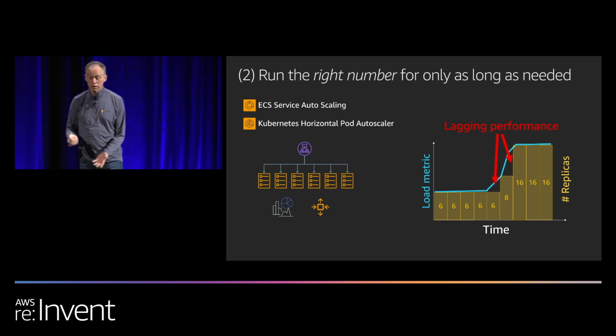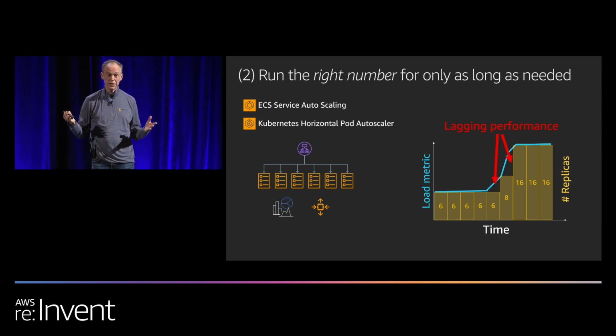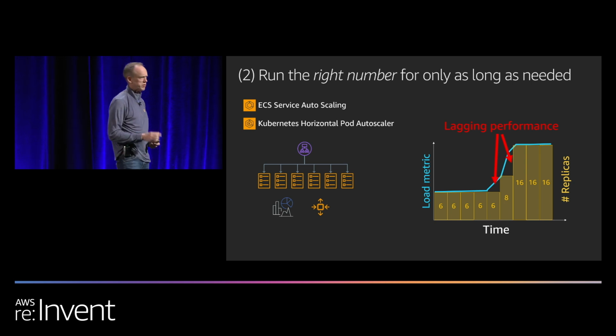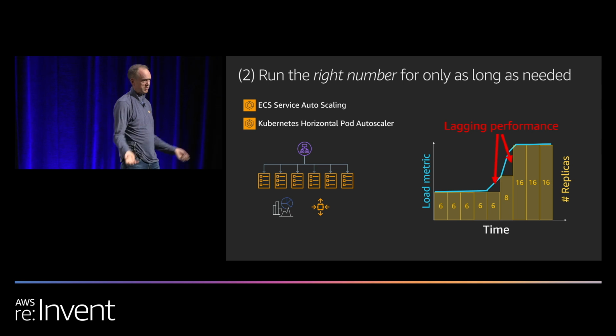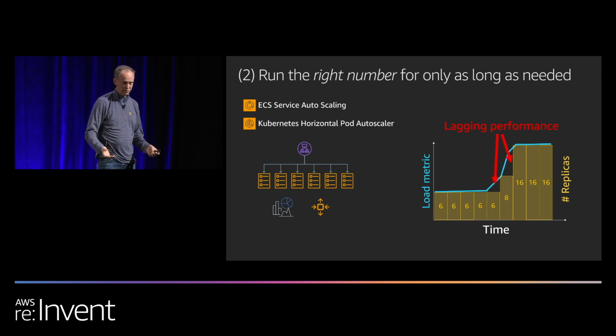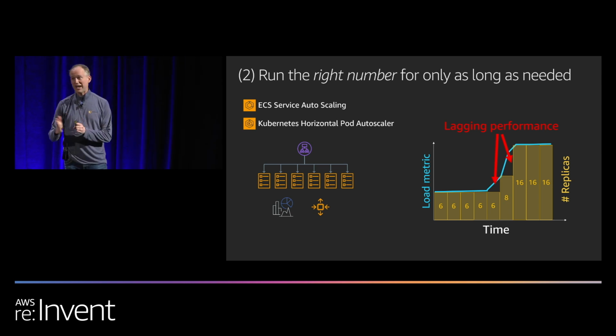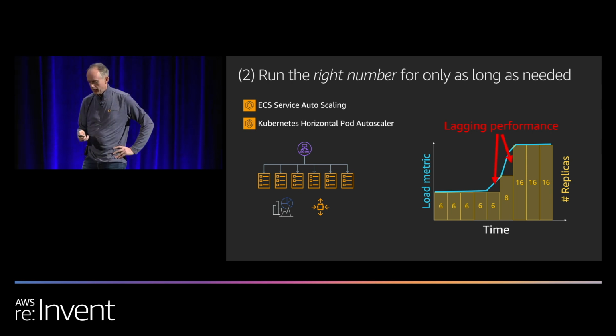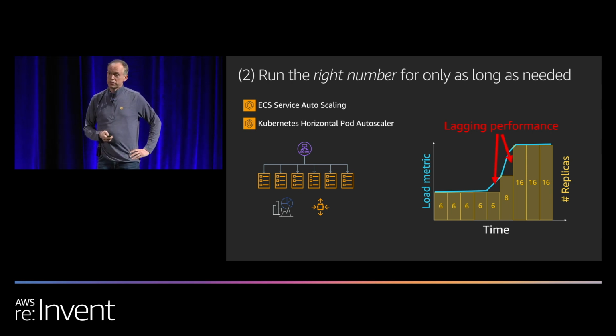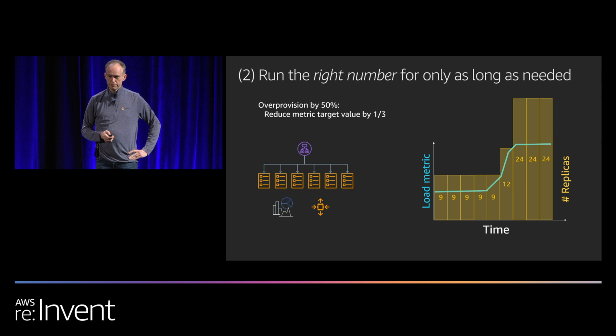Now this is better when you're running containers than it is when you're running instances because containers generally can start up faster than instances can. So the performance gap that I have when I run on Fargate or even when I run ECS on EC2 or EKS on EC2 is generally going to be shorter than if I was just running VMs and I'm auto-scaling VMs, but it's still there. I still have a gap there. So what most people do to solve this problem is they over-provision.